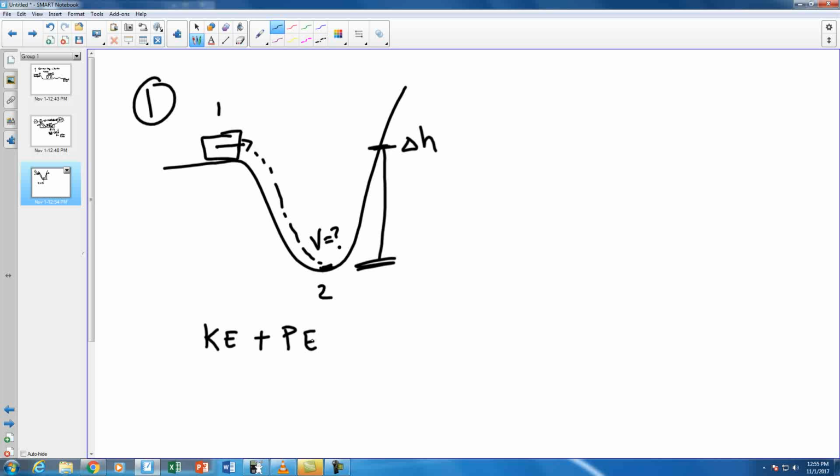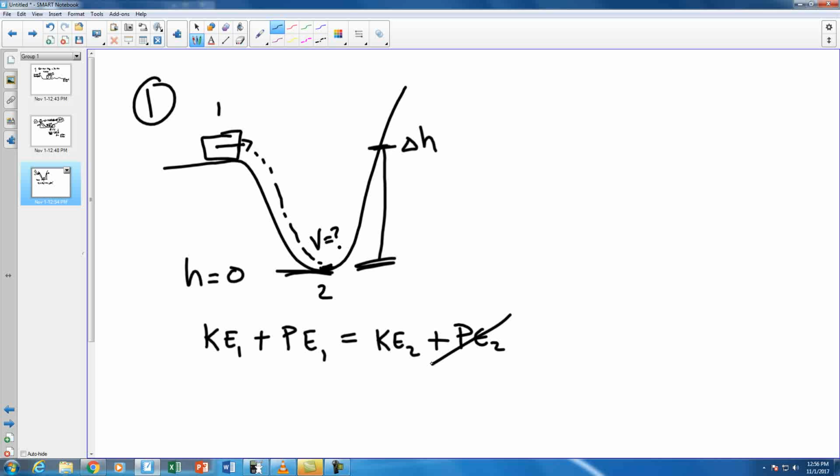No one's pushing the box. It's already moving. That should equal the kinetic energy after the fact plus any potential energy after the fact. But if we call this 0 for h, then the potential energy there would cancel. So we really only have what's left here.